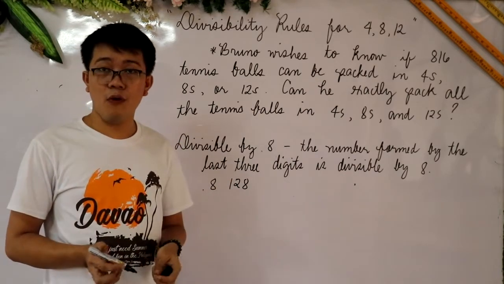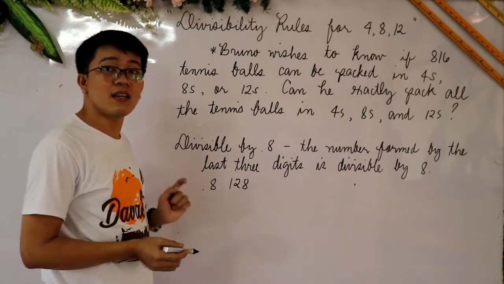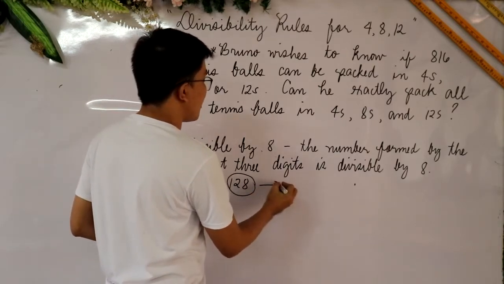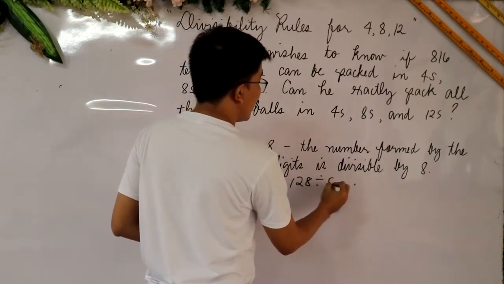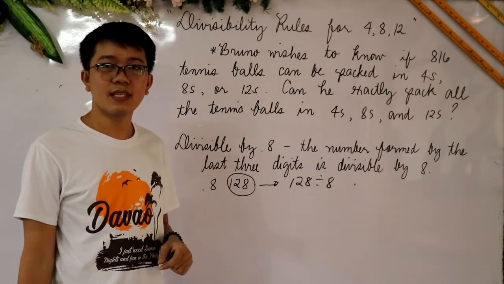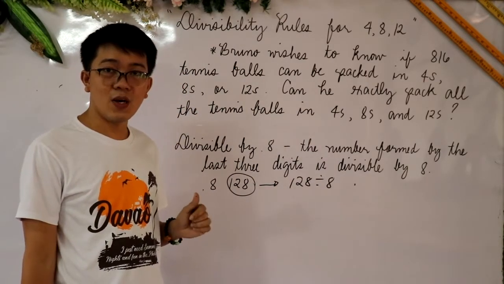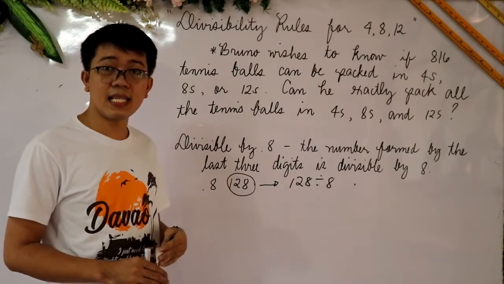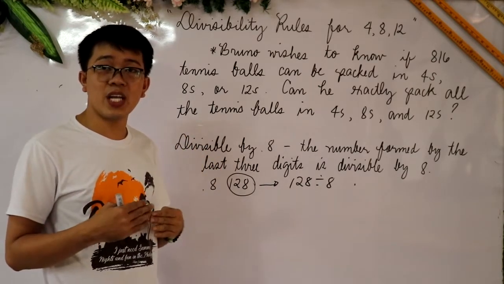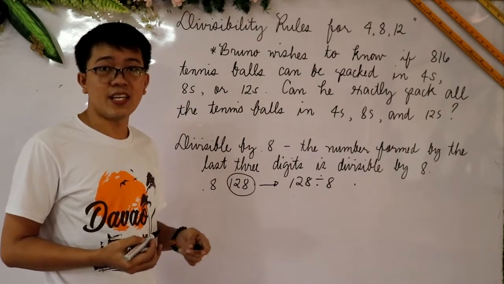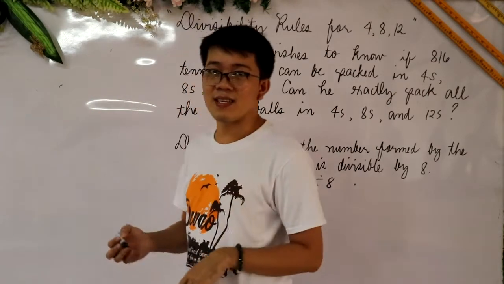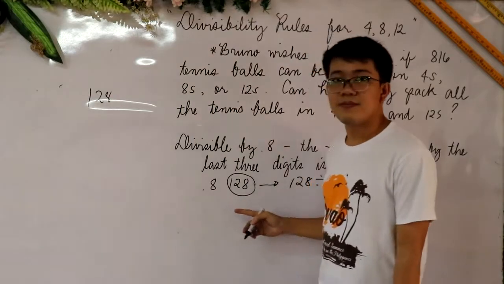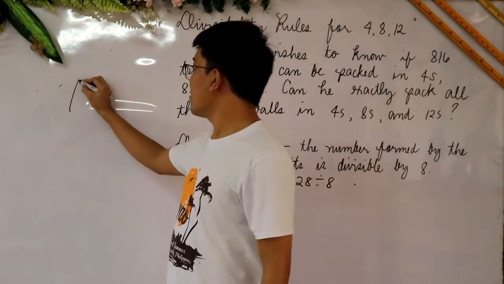What is the number formed by the last 3 digits? It's correct. It's 128. Now the question is, is 128 divisible by 8? Now it's a little tricky. It's a little tricky in this part because you really have to divide the 3 digits by 8. It can make our solution easier if we use vertical division instead of horizontal. Let's try to divide this. I have here 128 divided by 8.